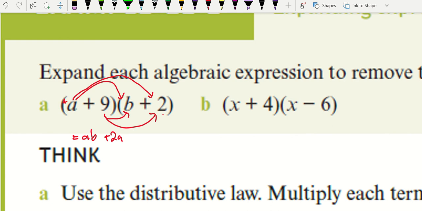Okay, and then we're going to get the second term here and multiply it by the other two in the other brackets. So that's going to be plus 9b and plus 18. 9b plus 18. Now if I look at all of these terms, none of them are like terms. So we are going to just not worry about simplifying it, because that's as simplified as possible.